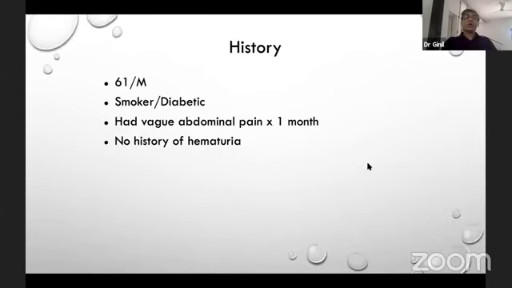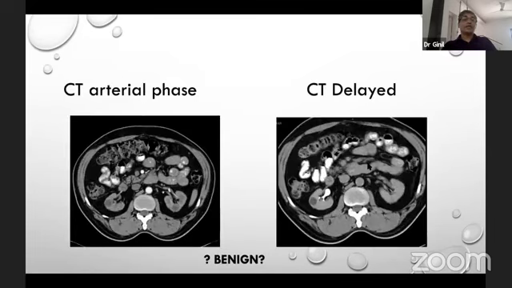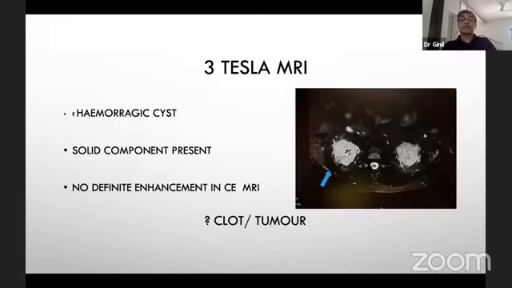I'll go through a case scenario where the radiological assessment is very important. This is a 61-year-old male with a history of smoking, who presented with an incidentally detected 3 centimeter hyperechoic lesion on the right side. The diagnosis was hemorrhagic cyst, but they commented that there is some solid component inside and advised CT. So on CT, this was a doubtful cyst. You can see the cyst here. The only issue is that it is completely embedded in the parenchyma, so we cannot assess the wall.